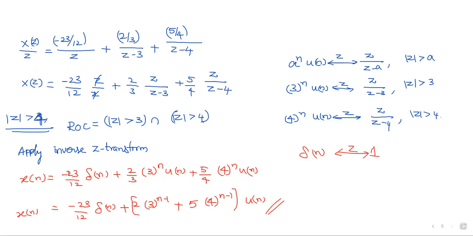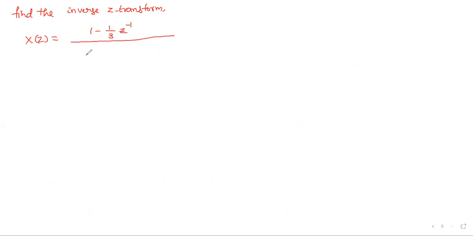Now, one more problem I will solve here. Find the inverse Z transform. X of Z is equal to 1 minus 1 by 3 Z inverse whole divided by 1 minus Z inverse into 1 plus 2 times Z inverse, and ROC is mod Z greater than 2.